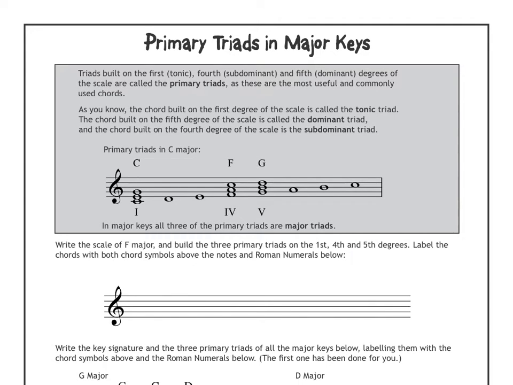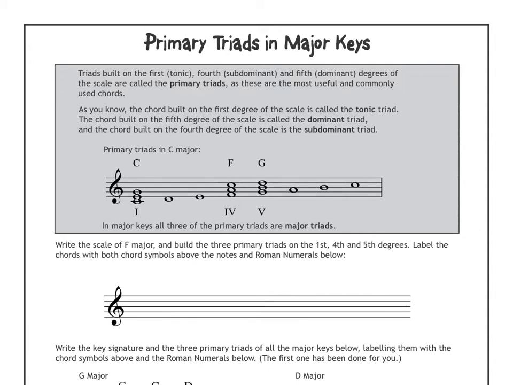Alright, in this lesson we're going to talk about primary triads in major keys. Now, in the previous lesson we talked about what a triad is. You know that a triad is a grouping of three notes with a root note, a note that's built a third above, and a note that's built a fifth above. And we also talked about the tonic triads, triads that are built on the first note of that scale, or the bottom note in that key signature.